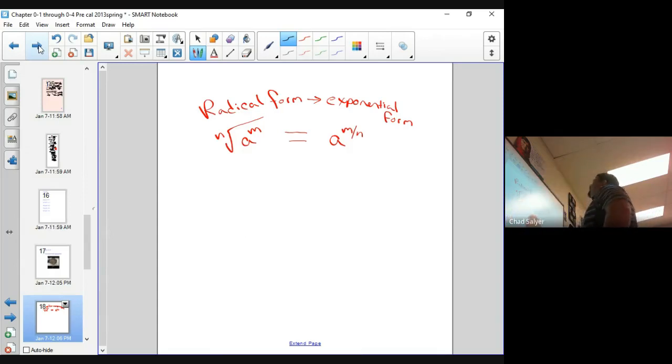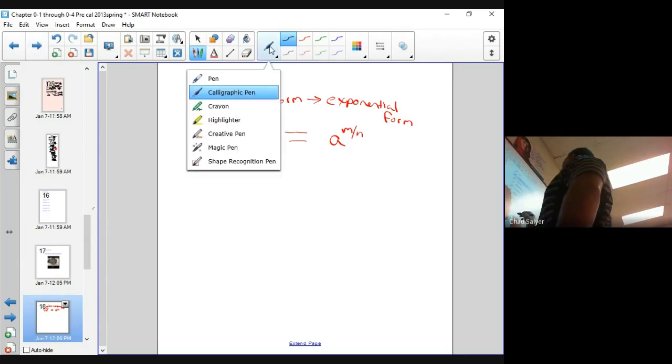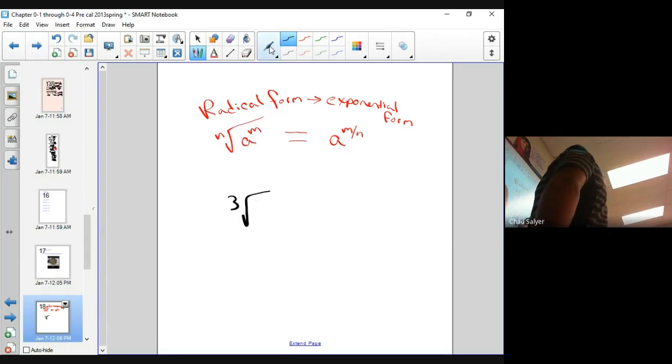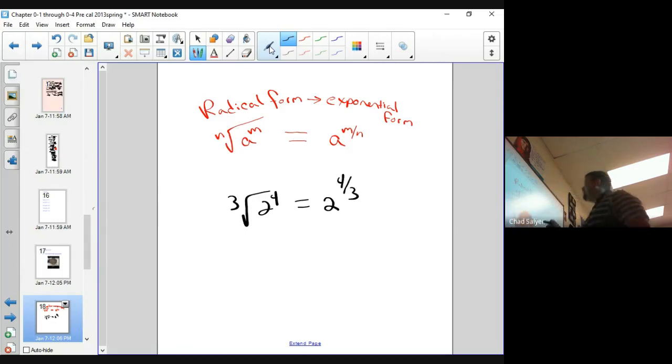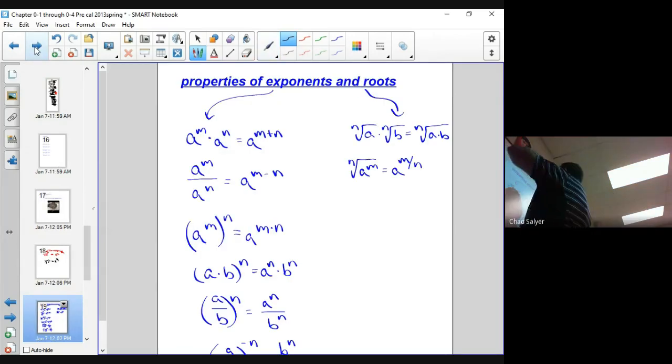But in general, if I have a radical form, let's say I've got the third root of 2 to the 4th power, I can rewrite that as a rational exponent. So that's also 2 to the 4/3. So that's an important relationship to make note of. These are interchangeable ways to express nth roots. They both mean the same thing, in other words.